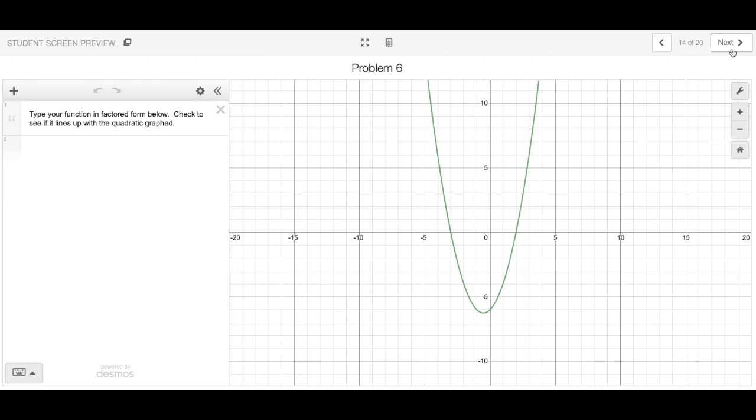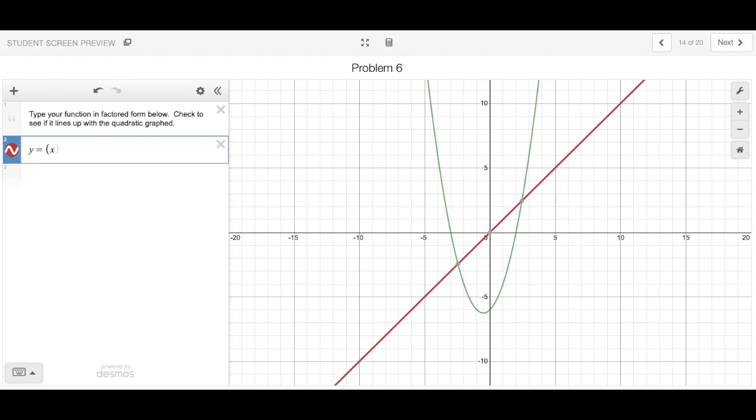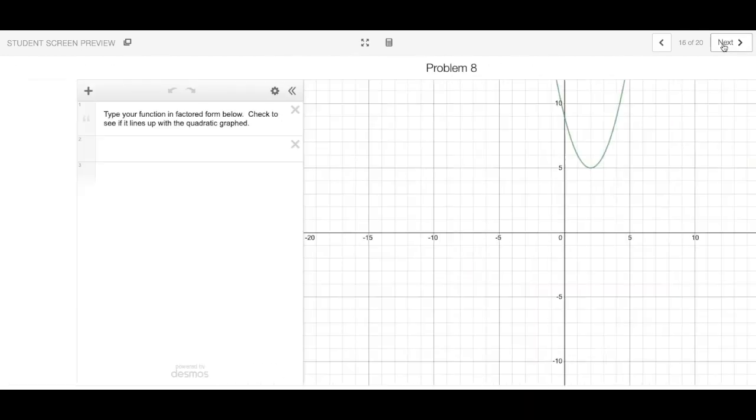Then you're going to move on to some problems where you see the graph and need to type it in a given form. So here we can see the graph. We want to type it in factored form. It's fairly easy if we see where the intercepts are. So the x-intercepts are at negative 3 and 2. So here I would write y equals x plus 3 times x minus 2, because those are the factors where if x is negative 3, y is 0, and if x is 2, y is 0, and that's true. You're going to do a bunch of those problems.